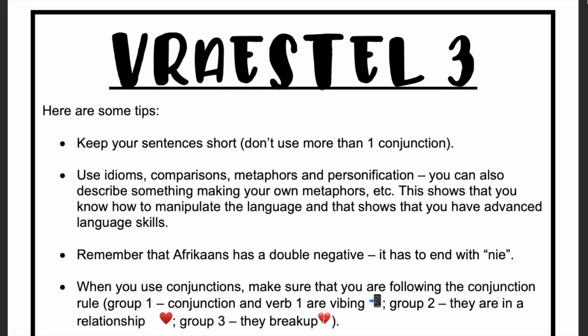Okay, here's the one about the conjunction. So when you use conjunctions, make sure that you are following the conjunction rule. Group 1, conjunction and verb 1 are vibing. Group 2, they are in a relationship. And group 3, they break up.